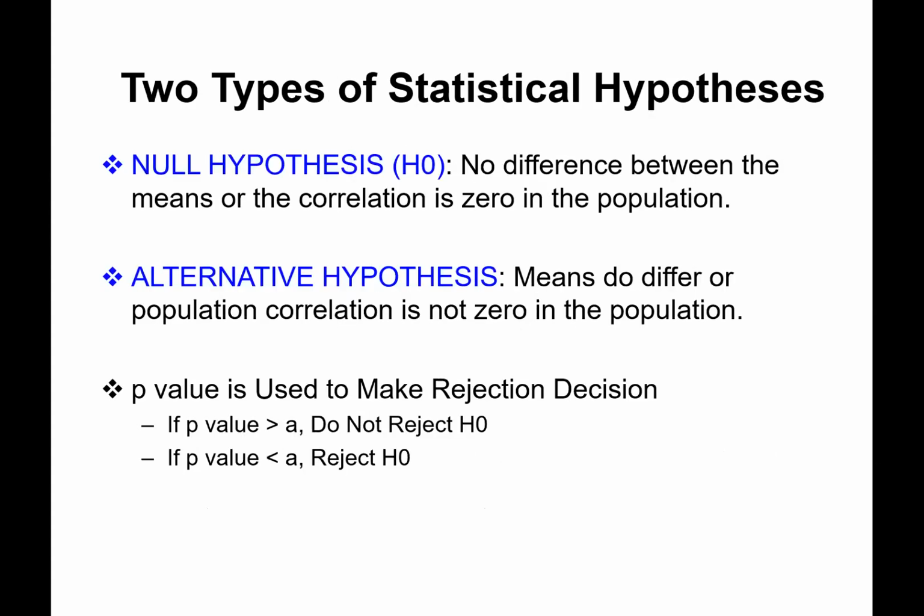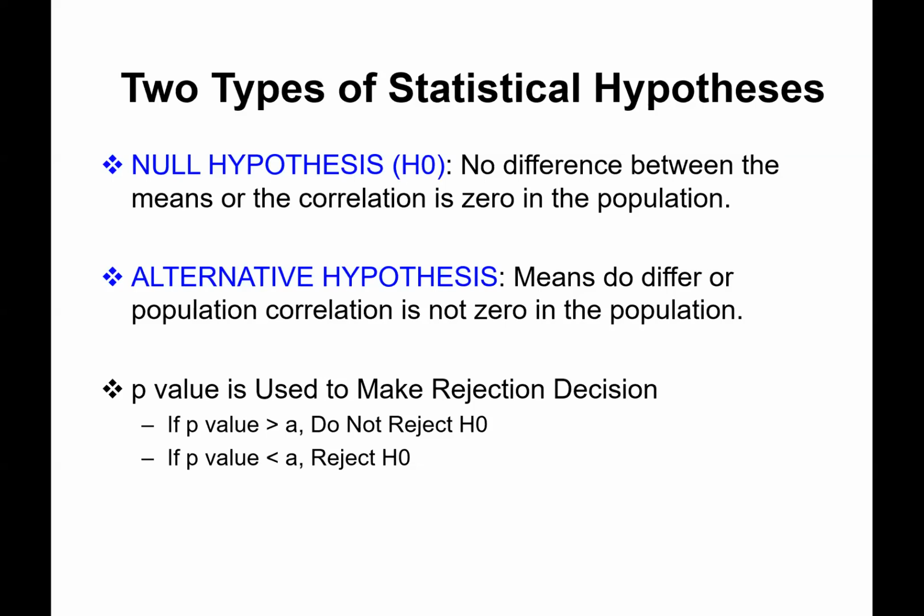So in our study, basically we have two types of hypotheses. One is the null hypothesis. That usually means no difference between the means. That is why we compare the two different groups. Or maybe it also means the correlation is zero in the population. That means no association. Then the opposite, the alternative hypothesis, means we do have different means and we have some correlation in the population.